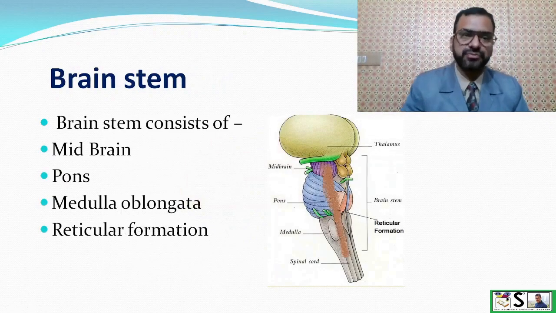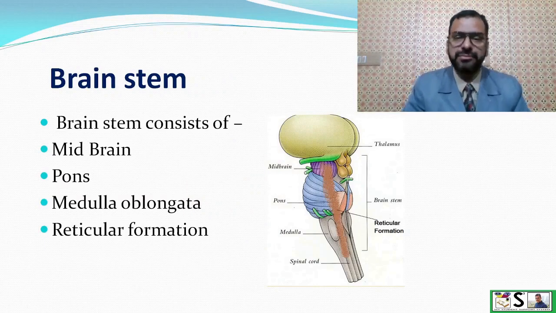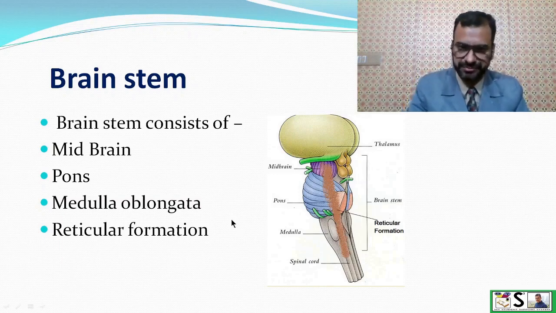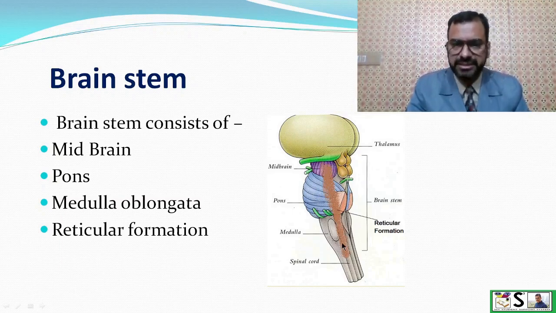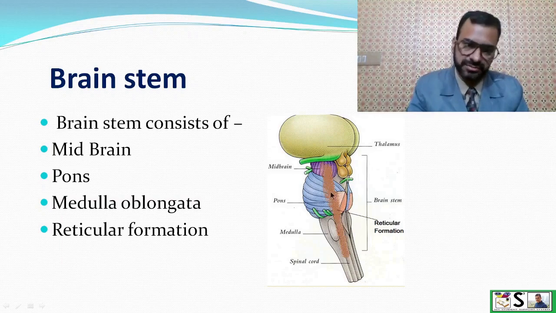Brain stem. A brain stem consists of midbrain, pons, medulla and reticular formation. This is midbrain, this is pons, this is medulla and this is reticular formation. It is deep in the inner part of these structures.